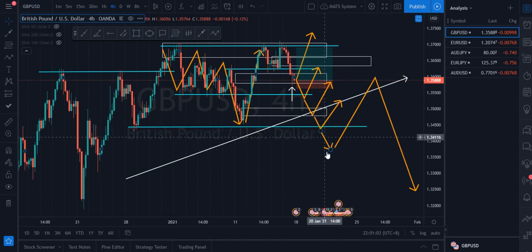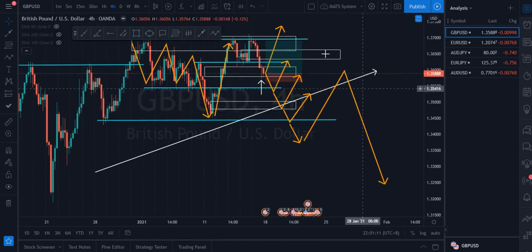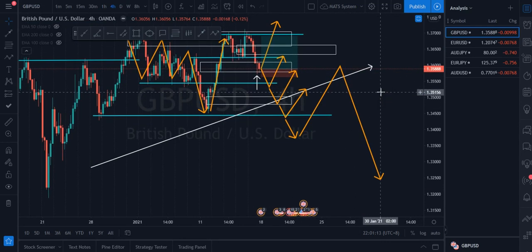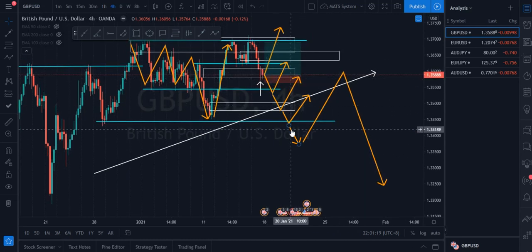But anywhere around here, if it goes back up here and creates a certain action over here, because things haven't happened yet, I can't really draw, but this is my expectation or my forecast of how things work. And when it comes back here, do a sell. So we got 4 tries.